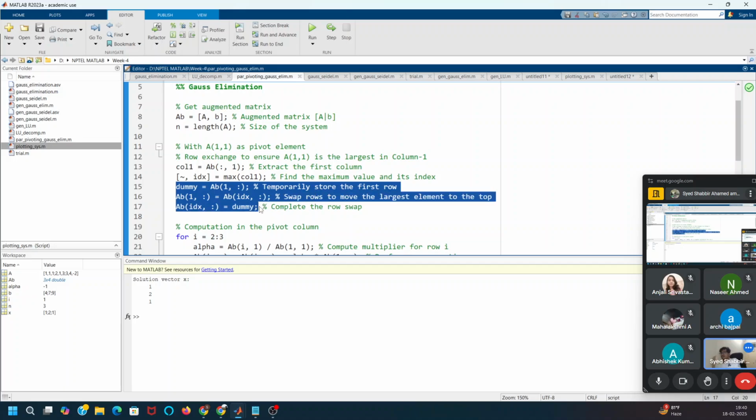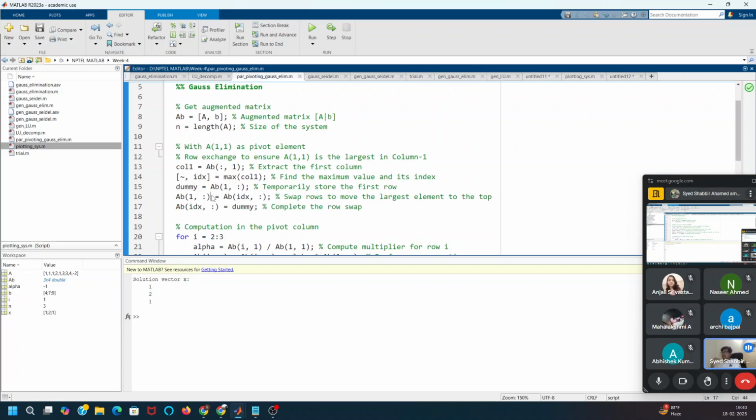If you have done some programming course, you might have learned about swapping numbers using a dummy variable. Here also we are doing the same thing. We take a dummy variable, and I exchange the first row with the row which has the highest value, and then exchange that row with the first row. That's how we exchange.